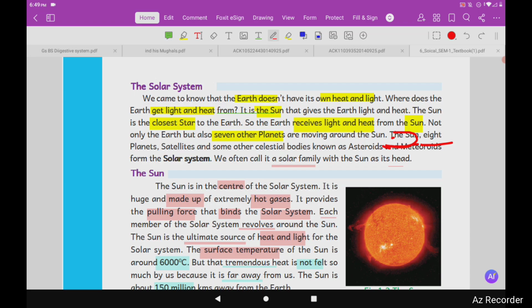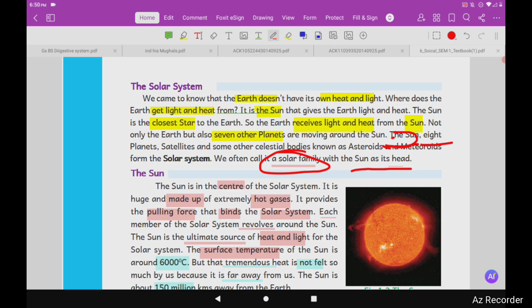This is also called a solar family. Here the sun is the head of the solar family. Why? Because all the planets are getting energy from the sun. The sun is the only source of heat and light for the 8 planets.